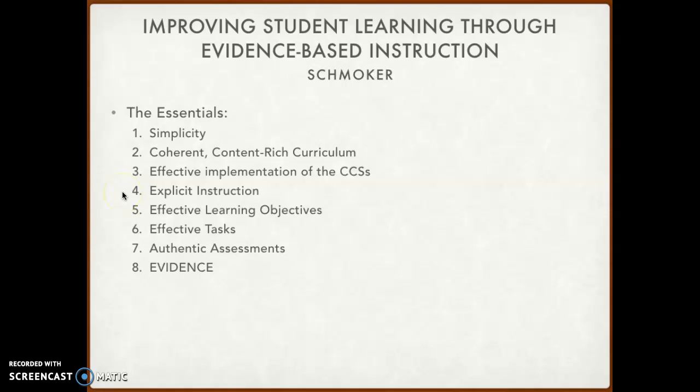4, be very explicit about some instruction. Some things we need to just explicitly teach our students to do. 5, effective learning objectives. So our objectives for our students are gauged by what they already know and what they need to know how to do. 6, effective tasks. So the tasks that we're choosing for them to do lead up to our goal effectively.